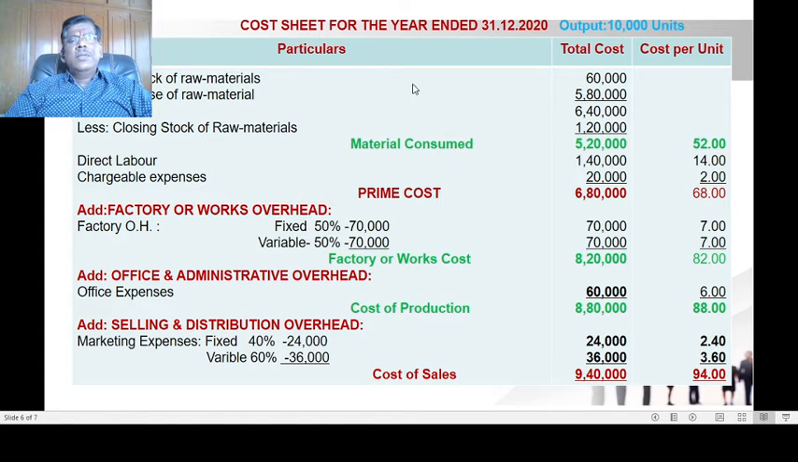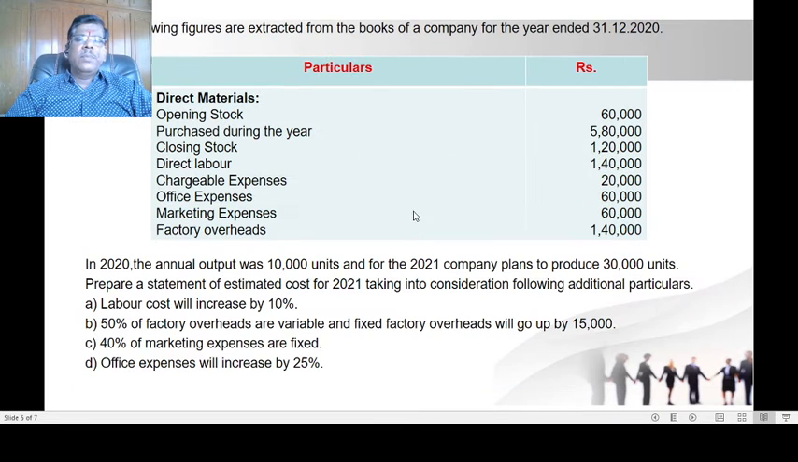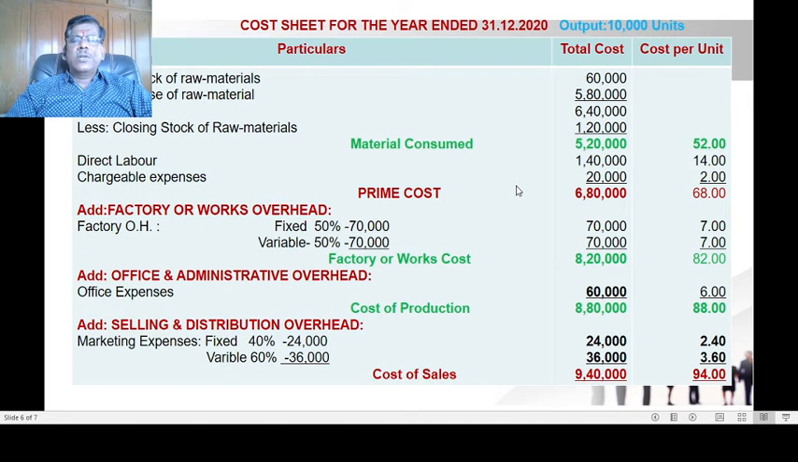Then in this problem, to prepare cost per unit, because a total of 10,000 units is given and 30,000, units are given in both the periods. That's why you have to calculate the cost per unit column. Then in the year 2020, it is the base year. It is also called the base year. Now you can prepare the cost sheet for the base year.